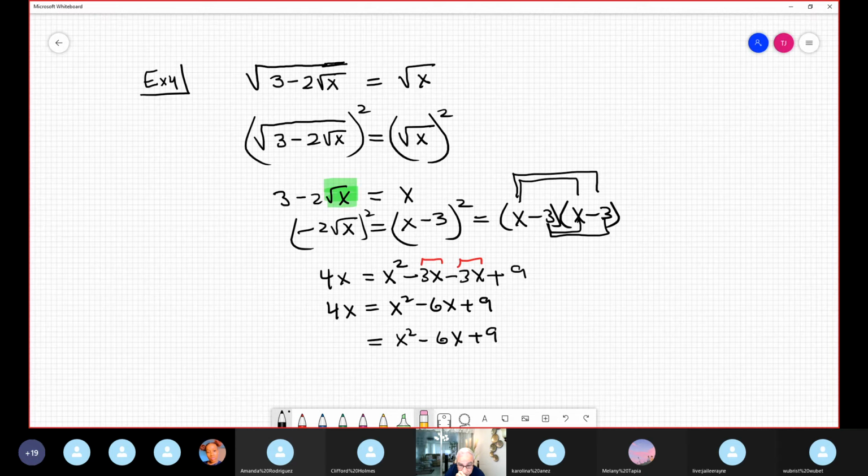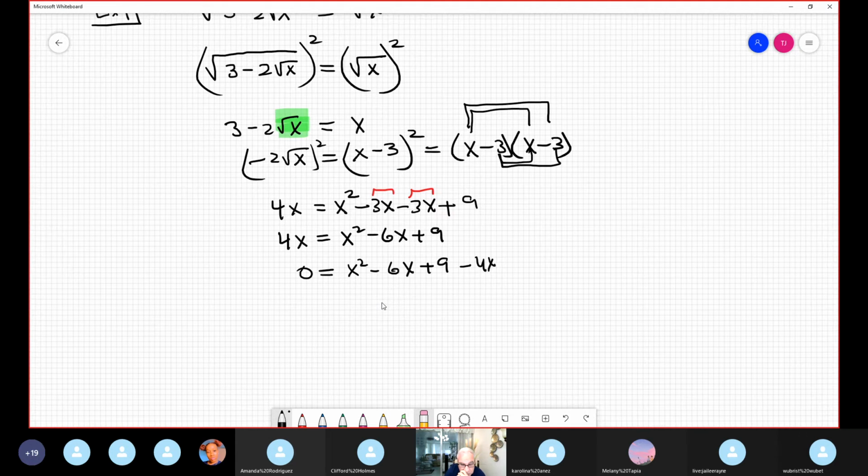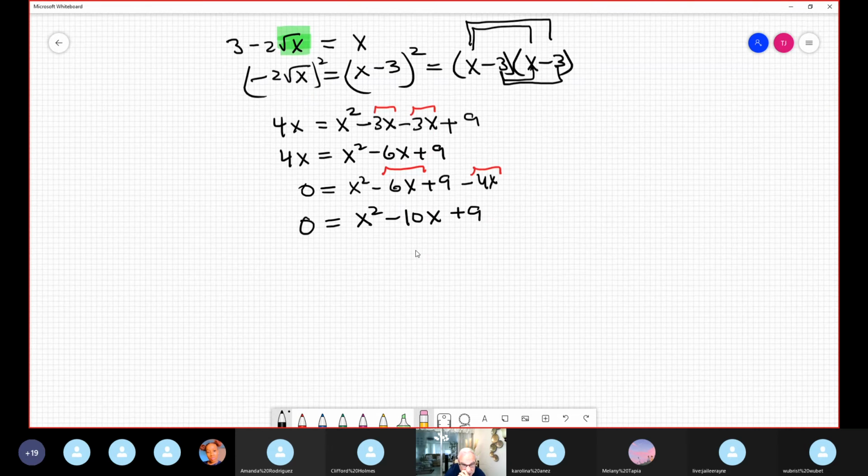And this 4, I move to the other side, like a minus 4x. And this is 0. It doesn't matter the order. The order is not important. However, I saw, okay, this and these are like terms. We combine. This is 0 is equal x squared minus 10x plus 9. To feel more comfortable, I interchange the equation. I put the equation in the left-hand side. And the right-hand side is 0.